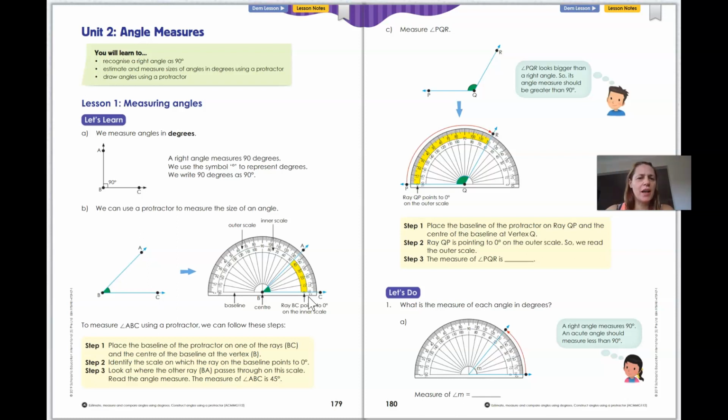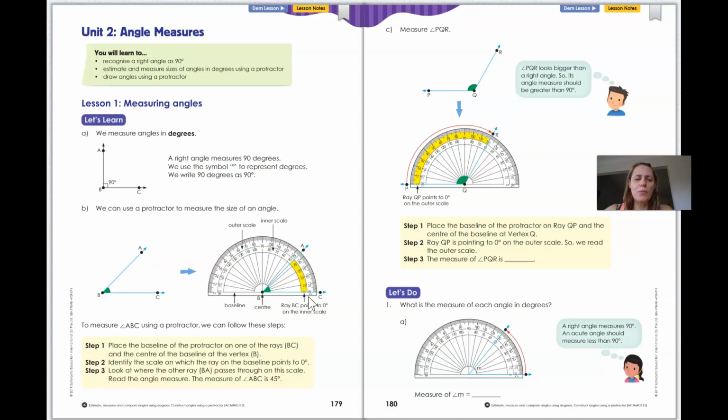So first we're going to recognize a right angle as 90 degrees. We've already looked at right angles, obtuse and acute. And a right angle is our go-to angle. It's 90 degrees and we can see it everywhere. We're going to estimate, which means an educated guess, and measure sizes of angles in degrees using a protractor. And we're going to draw angles using a protractor.